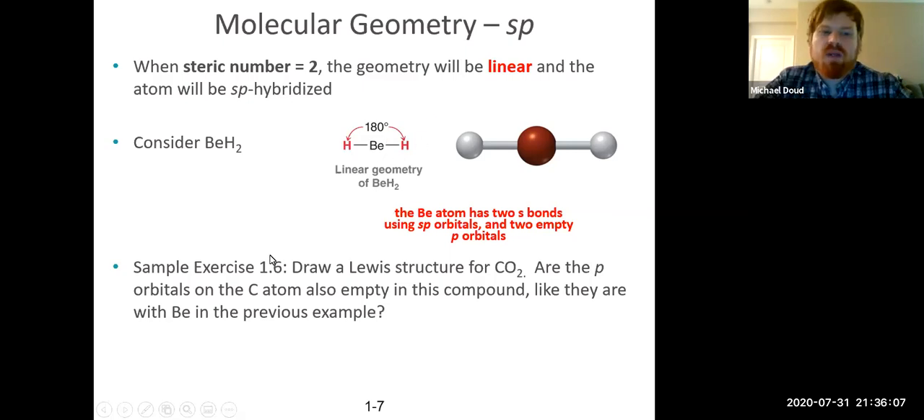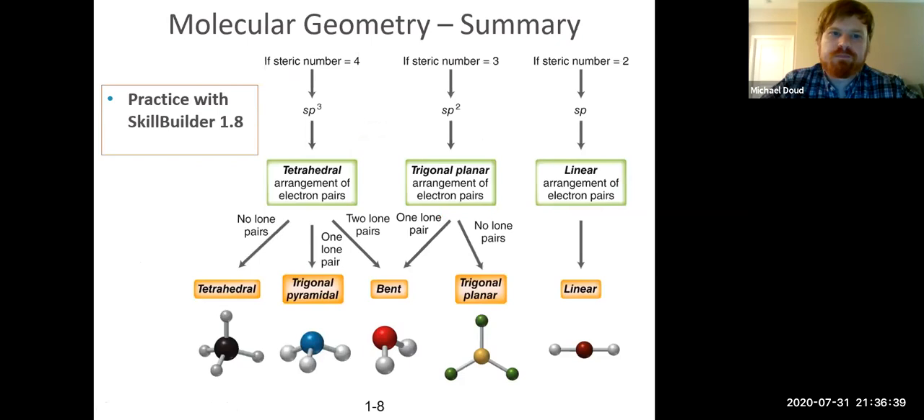Okay, now to follow up, let's go to our sample exercise 1.6. This is where you're going to draw a Lewis structure for CO2. What I want you to ask yourself is, what's the hybridization on the central carbon? And then what happened to the p orbitals? Are the p orbitals empty or are they full? So take the time, pause the video, and get sample exercise 1.6. I'm also going to be posting a video of me solving that problem later on. So you can pause the video now and we will carry on with the lecture.